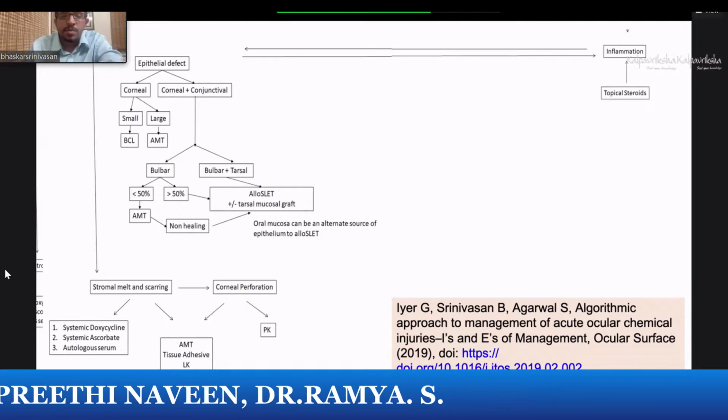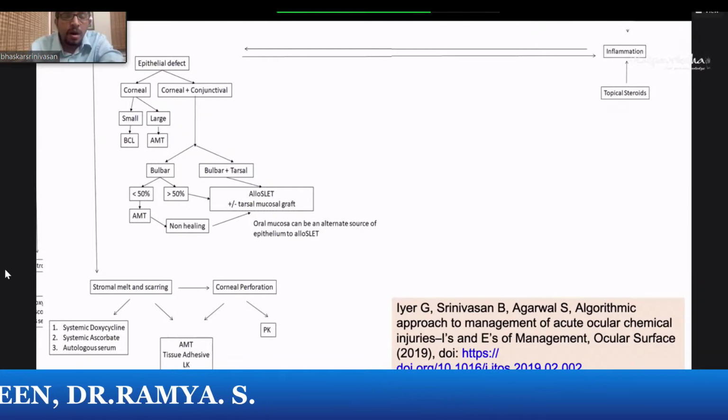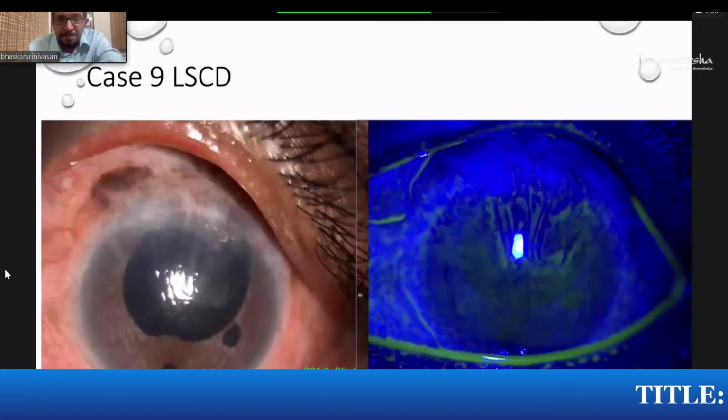Obviously, if the patient presents with melting or scarring to you, you would need to avoid a perforation by doing an amniotic, doing a tissue adhesive lamellar keratoplasty. But if it's already perforated, you might want to consider a PK.